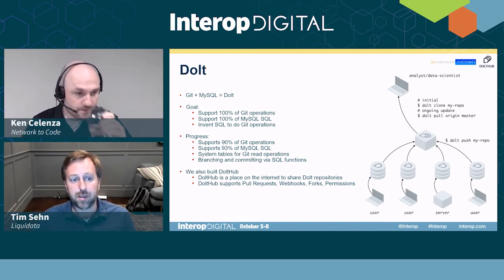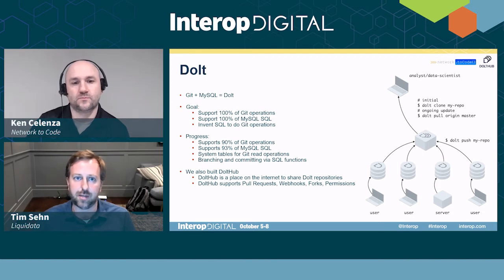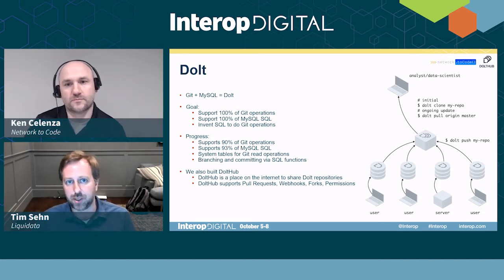We also built DoltHub. DoltHub is a place on the internet to share Dolt databases. DoltHub provides standard GitHub functionality like pull requests, webhooks to integrate your continuous integration, forks, permissions, all the things you've come to know and love with GitHub.